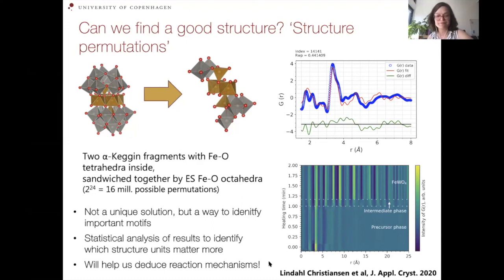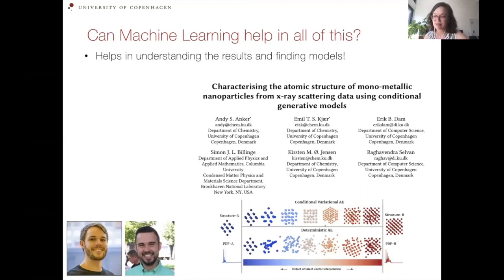Now the question is, of course, we have lots of data and we do lots and lots of fits. Can we use machine learning? This is also something we're asking ourselves. So we're looking into how machine learning can help us in both understanding the results that come out and also finding models. We recently put this paper on arXiv about how we can use machine learning in understanding all of these problems. Hopefully that's something that we see much more of, as I think we'll see in most scattering analysis in the coming years.